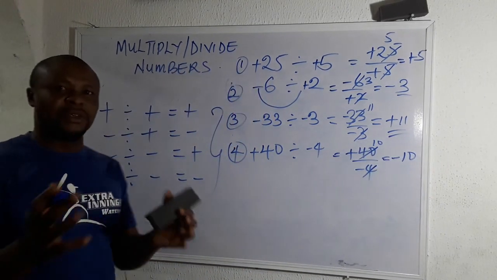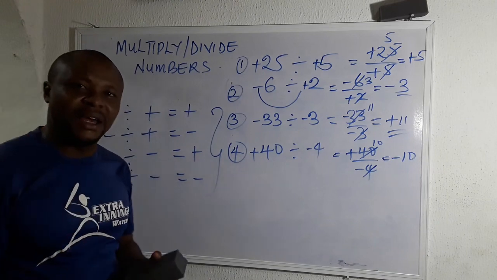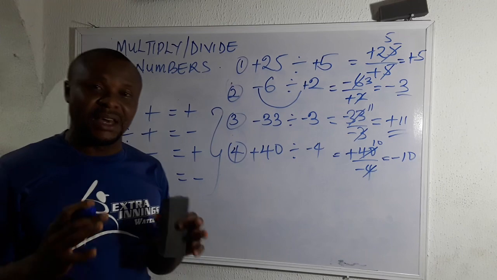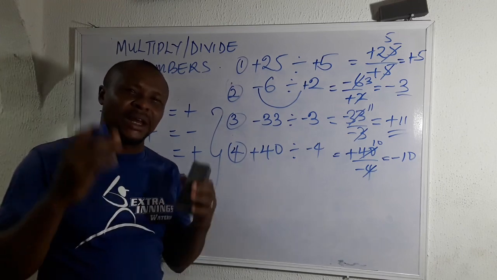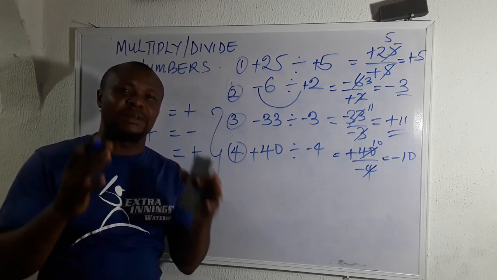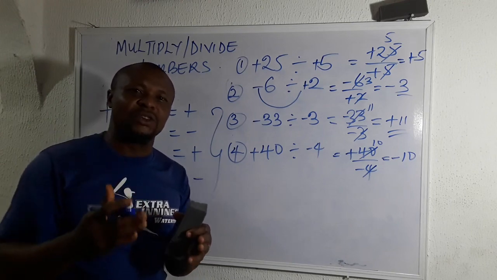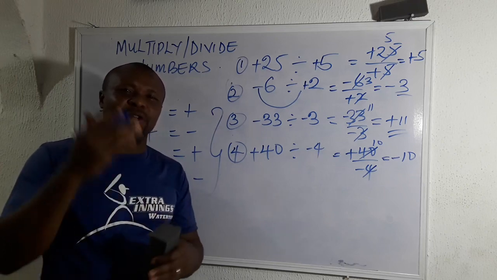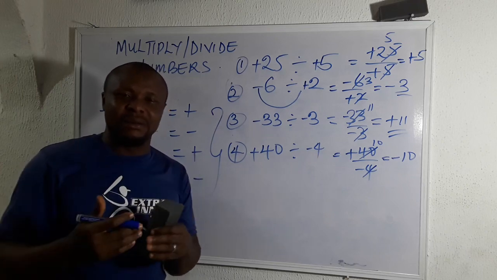So that is pretty much how we divide and multiply numbers in mathematics. Again, it is important to know that whenever you multiply numbers or divide numbers in mathematics, the first thing you do is to multiply the signs in front of the numbers before you multiply the numbers themselves.